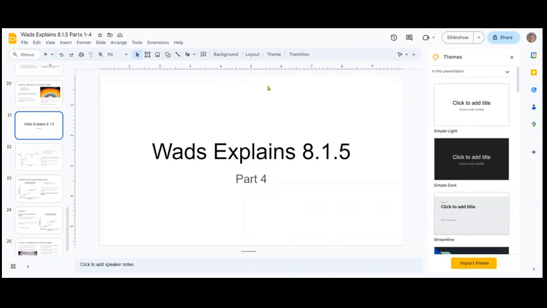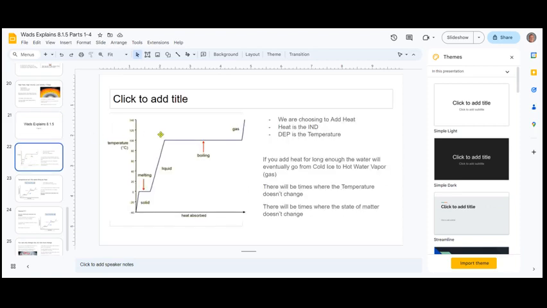All right, ladies and gentlemen, we're going to talk about this last part 4 of 8.1.5. Up until now, we've talked about changes in density, changes in heat, and expansion and contraction. Now we get to talk about how states of matter are impacted by heat.